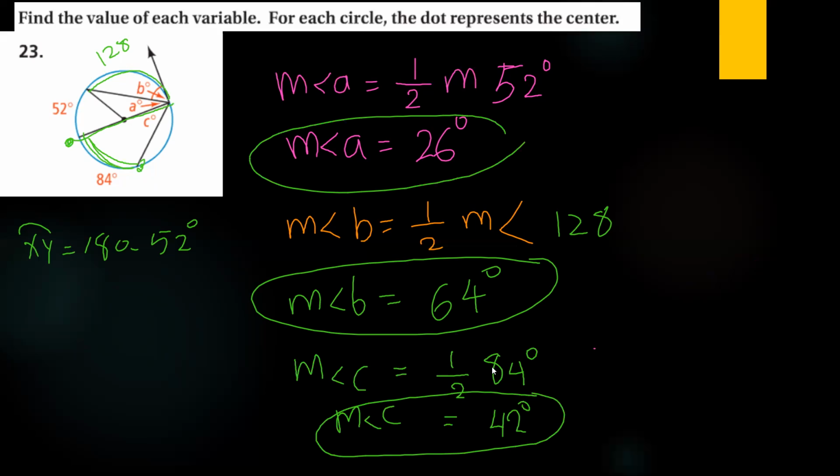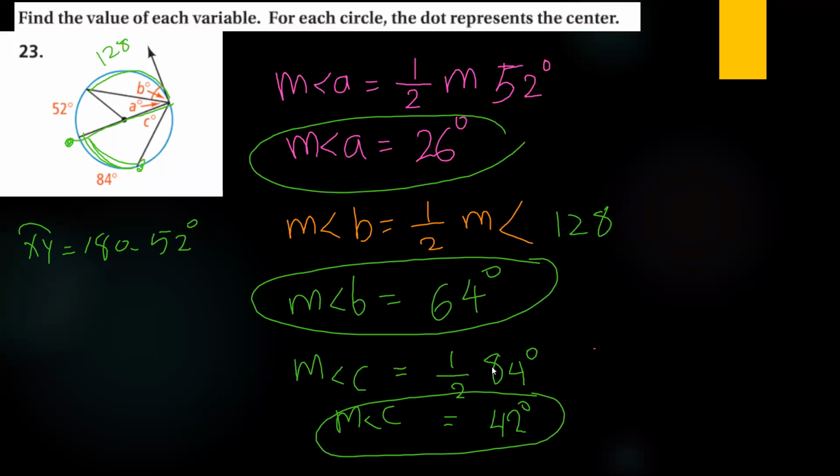Now imagine you have angle D. How do you find angle D? We will say 360 minus the sum of 84, 52, and 128. Yes, bravo. And to find the measurement of the angle, we will have to divide the arc by 2. Exactly, thank you so much.